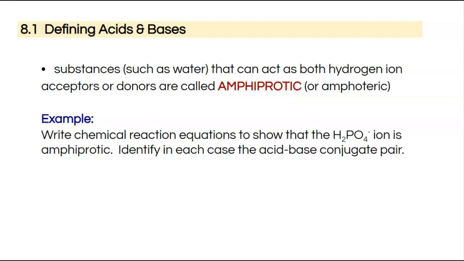So here's a typical example. Write chemical reaction equations to show that the H2PO4 minus ion is amphiprotic. So we're going to take this species and show that it can both donate and accept a proton. And in each case, we're going to identify the acid-base conjugate pair. So pause the video, give that a try, and then return when you think you've got it and you want to check your answer.